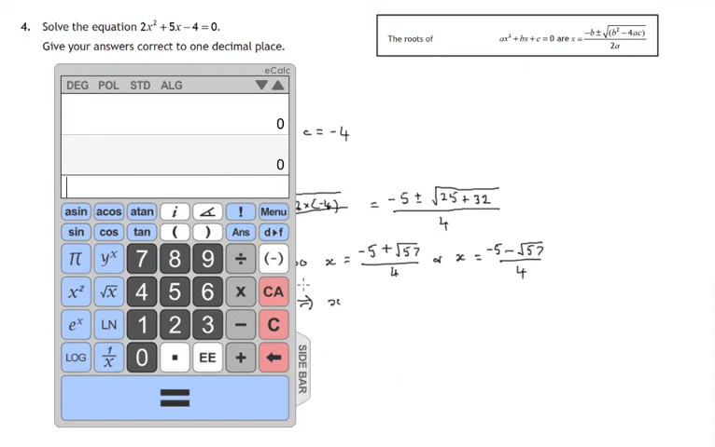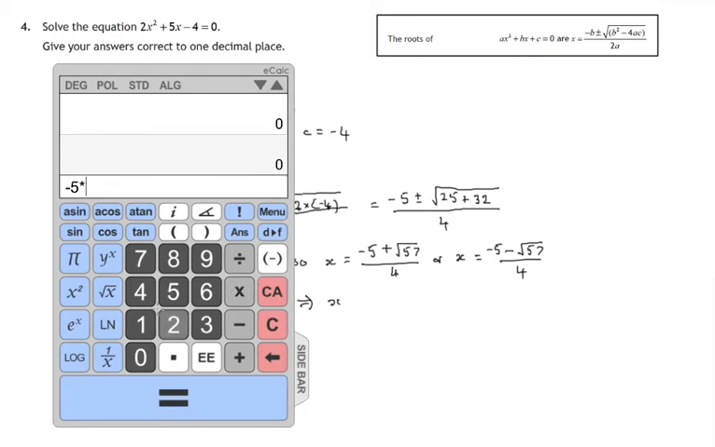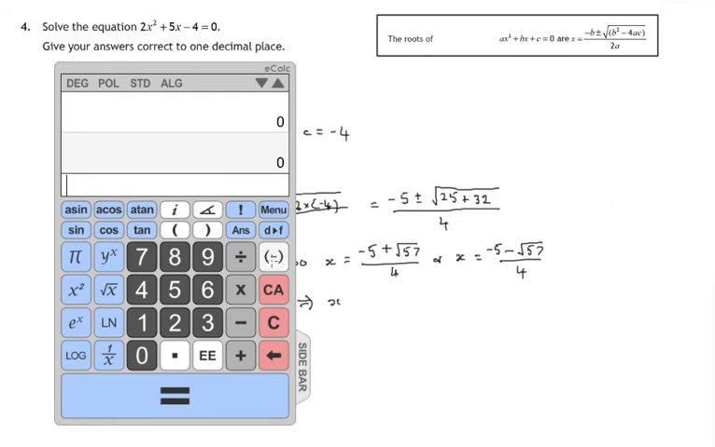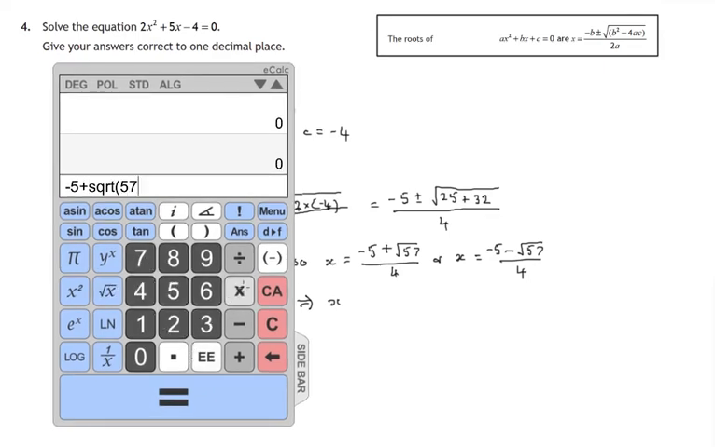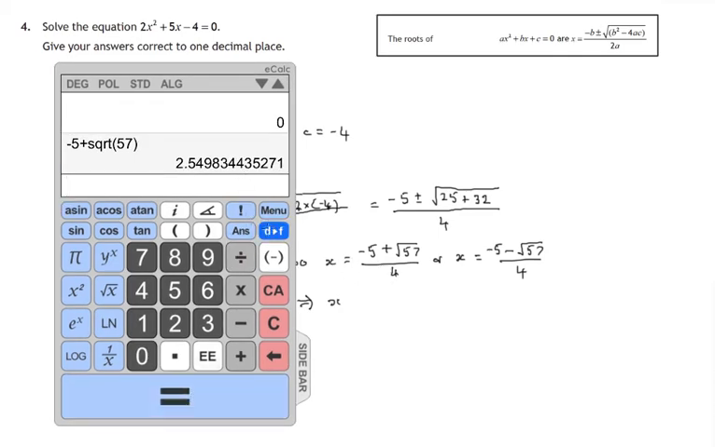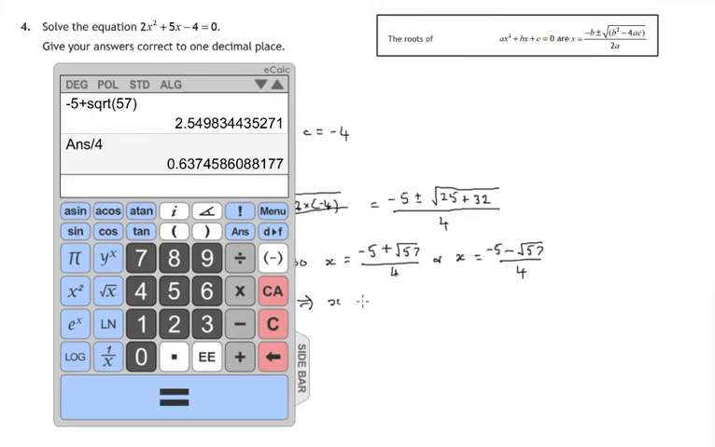So let's do negative 5 plus the square root of, oh, I've got a times there, let's delete that, we'll start again. Negative 5 plus square root of 57. So that's the top of this fraction. Let's find out what that is. There it is. And we have to divide all of that by 4. So that gives us 0.637, and so it goes on.